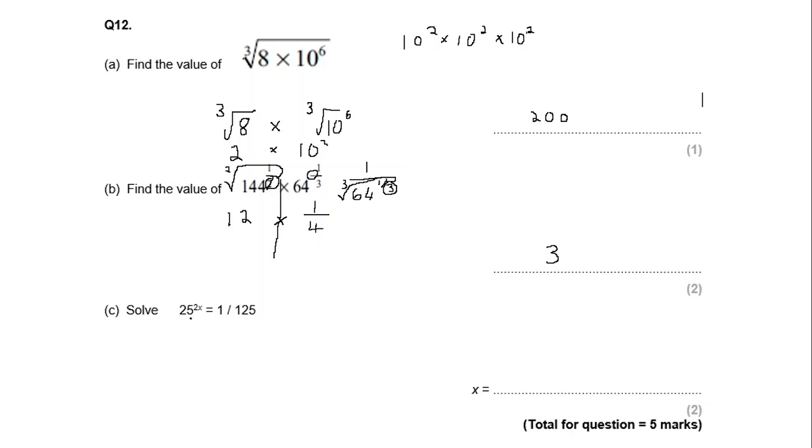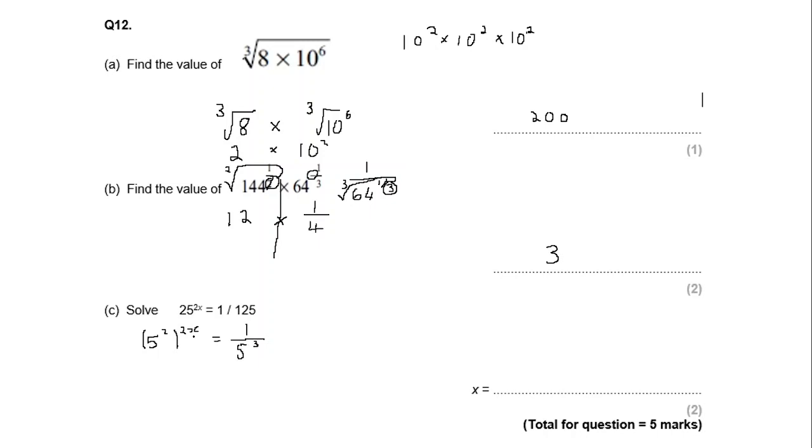Part C of this question is the really fiddly bit. We've got to realise 25 and 125 can both be written as powers of a different number. 25 can be written as 5 squared. I'll put that in brackets. We've still not dealt with the 2x, so we'll pop that outside the brackets. And we know it's equal to 1 over 125, and it'd be nice if the bases were the same, and 125 can be written in terms of 5 to the power of 3.